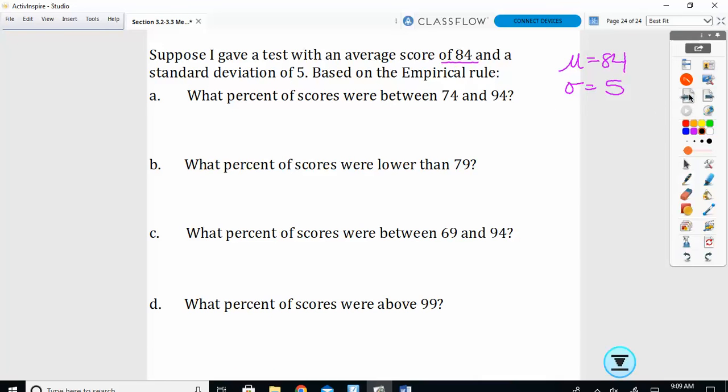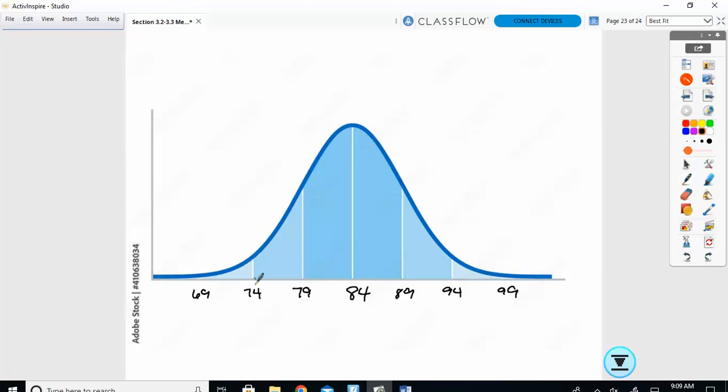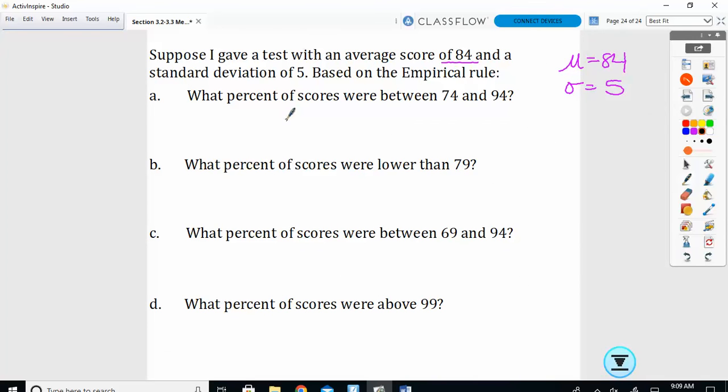So when I say what percent of the scores were between 74 and 94. So 74, that's 2 standard deviations below. 94 is 2 standard deviations above. So this is just 2 standard deviations. That's just straight from our empirical rule. What percent has to be within 2 standard deviations? Is this helping having the visual? Hopefully.